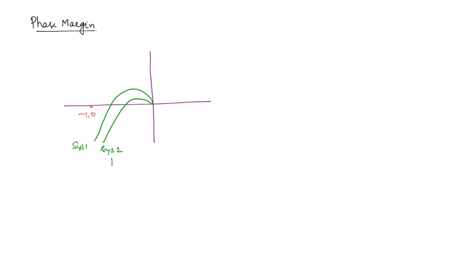Then system 2 is more stable, right? It will have a larger gain margin. Okay, but sometimes what happens is the gain margin may be the same, but still the relative stability will be different. So let us take an example for this.